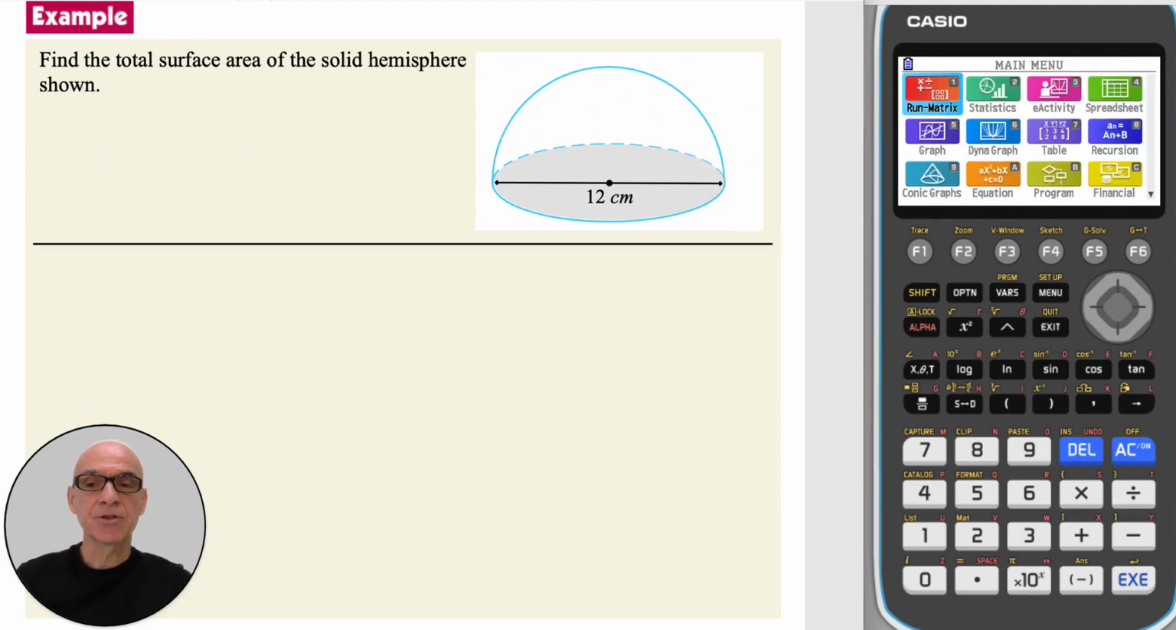In this question, we're asked to find the total surface area of the solid hemisphere shown. We begin by finding the radius of the circular base, remembering that the radius is 1/2 of the diameter, so the radius is 6 centimeters. This is also the radius of the hemisphere.